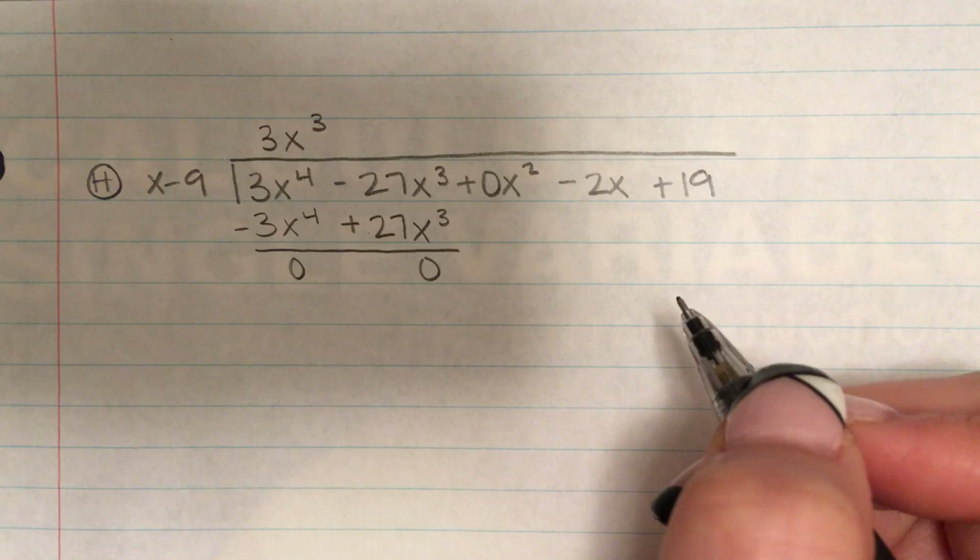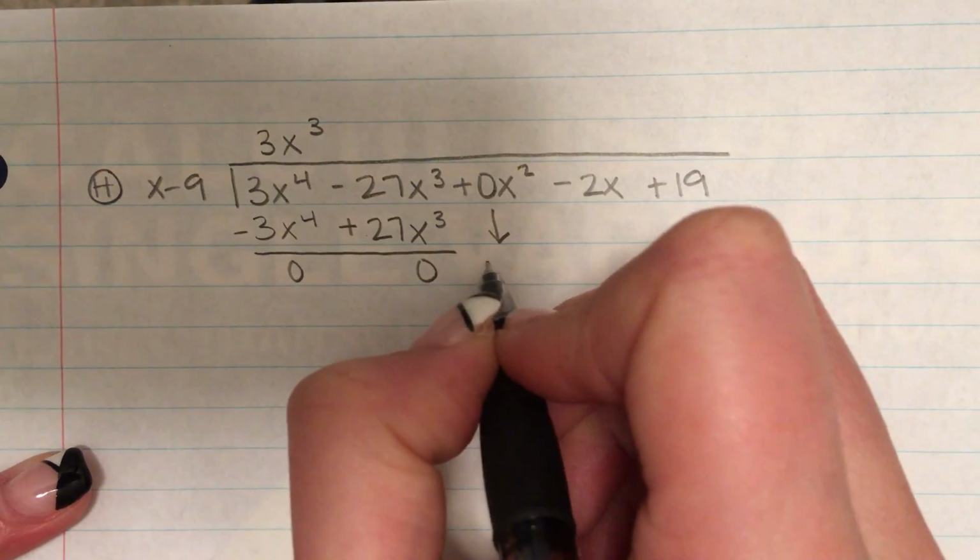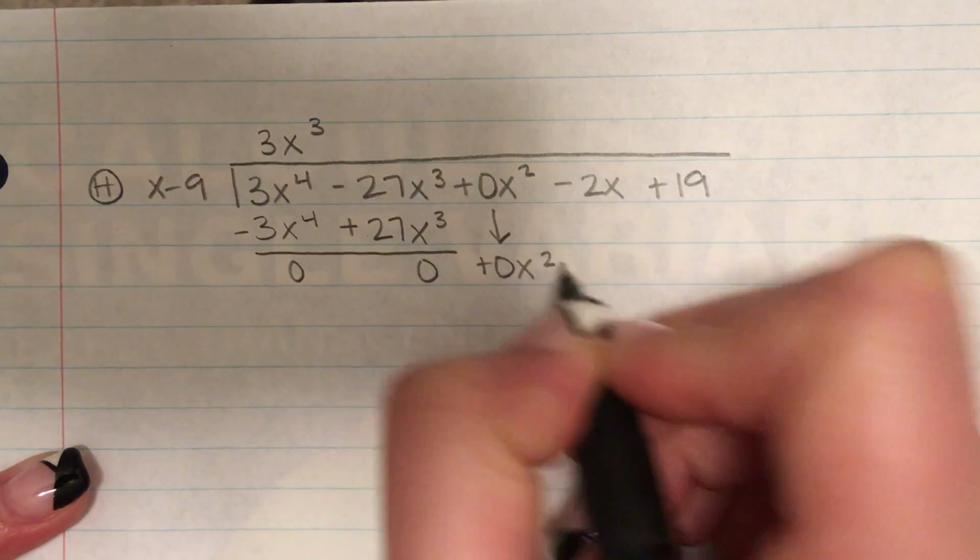And then this is where some strange stuff happens, because if we drop down the next term, we can see that that term is 0 as well.